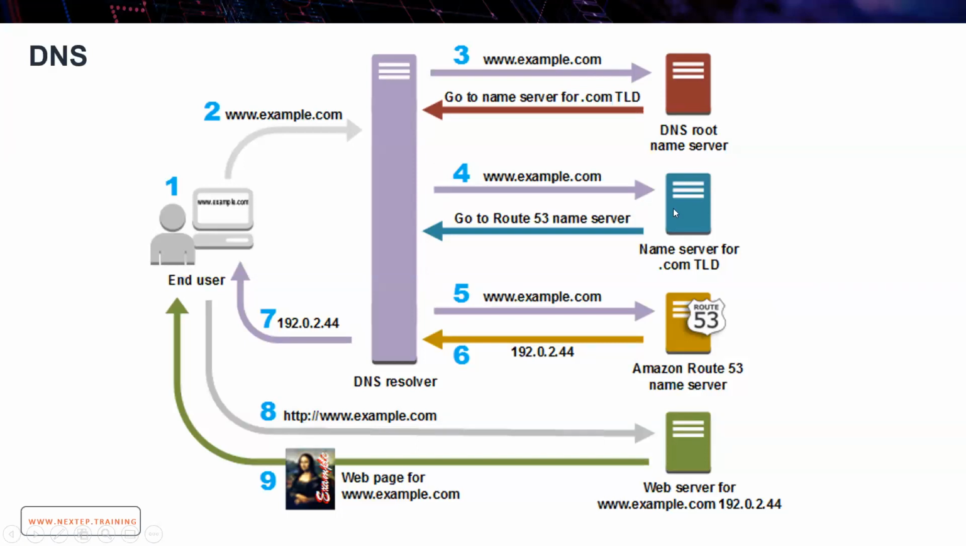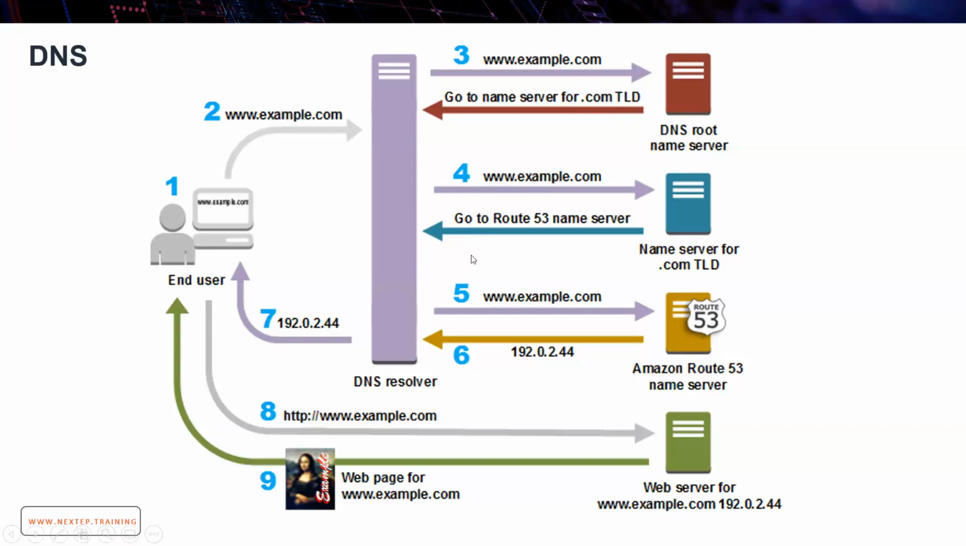Hey, do you know the IP address of the example.com? And this guy will say, okay, yeah, I deal with .coms, but I don't know the IP address of example.com directly, but I know who knows. I know that it's registered with me. It's saying that this example.com's name server is Route 53 name servers.